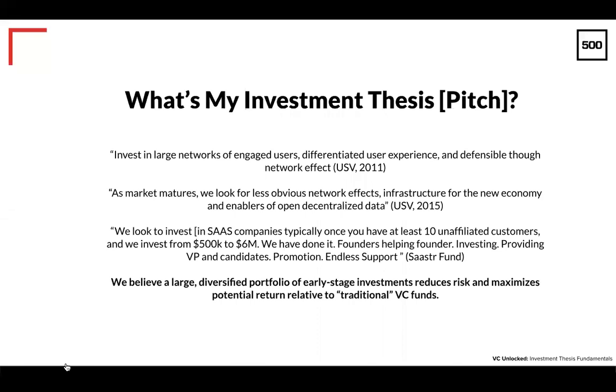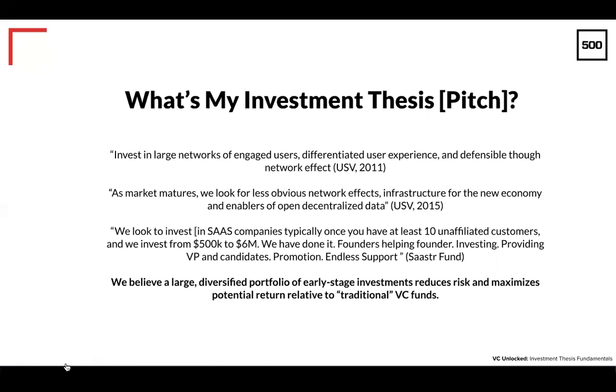So this is almost like an elevator pitch, right? And the first two examples that you see here show an evolution of Union Square Ventures' investment thesis. In 2011, the example here is they wanted to invest in large networks of engaged users, differentiated user experience, and defensible network effects. And at that time, marketplaces were the new thing, right? But today, in 2015 or in 2019, it's much harder to find broad networks or broad marketplaces because a lot of them are well established.